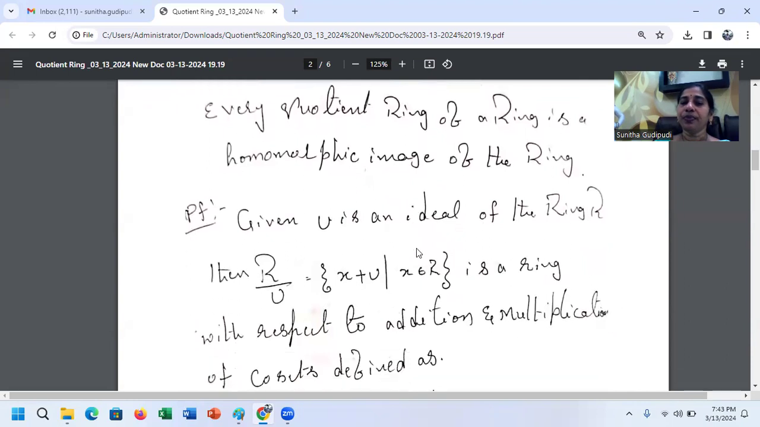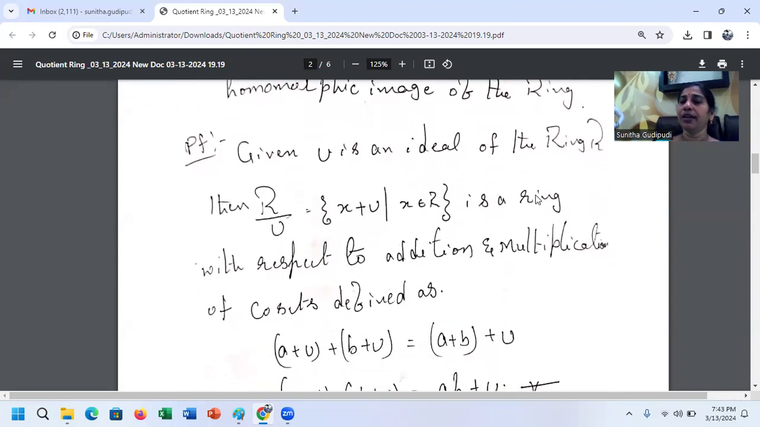So what are we given? We are given that U is an ideal of the ring R. So whenever U is an ideal, we can form the quotient ring. What is that, R by U? It consists of all cosets of the form x plus U, where x is an element of the ring R. And we know that this set forms a ring already. We have proved this with respect to addition and multiplication of cosets.